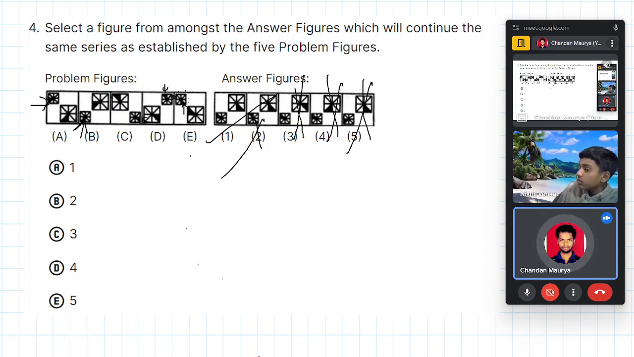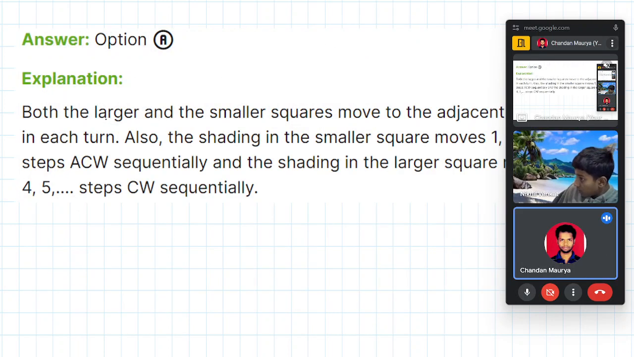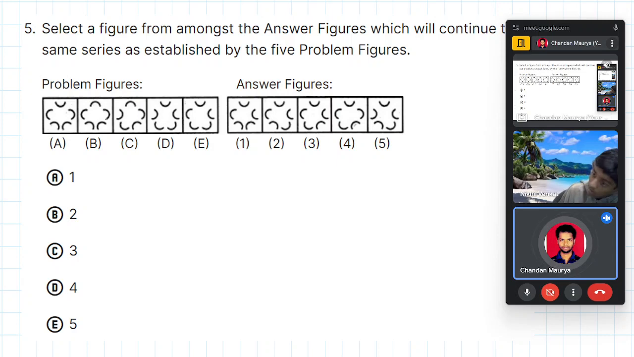I hope you understood how the shadow was rotating. Yes, option number A is correct, and we do not have time to read this. OMG. I brought 10 questions on this, but we will be doing only 5 questions. After that, one more section I have. That is also the same figure type. Okay, we will go on that.